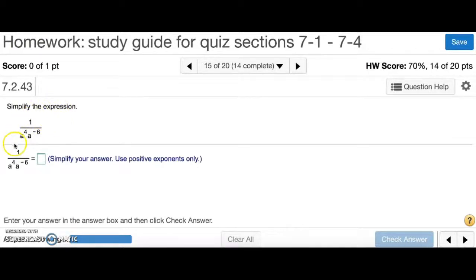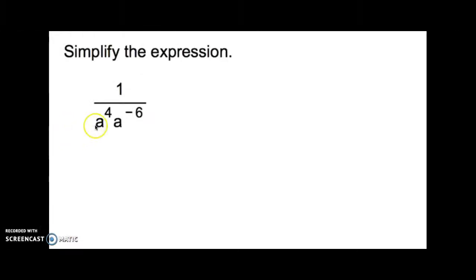Number 15, it says to simplify the expression. We have 1 over a to the 4th, a to the negative 6. So let's take a closer look at that. The first thing I notice is that these a's are being multiplied to each other. And they're the same base, so I just add the exponents. So 4 plus negative 6 gives me negative 2.